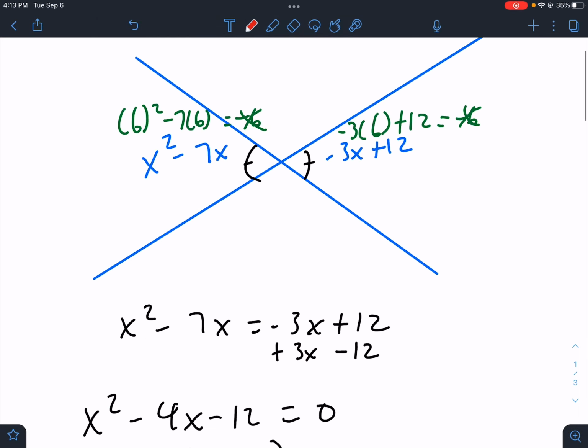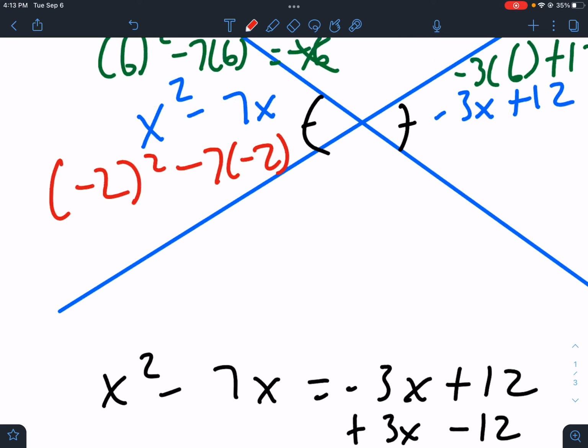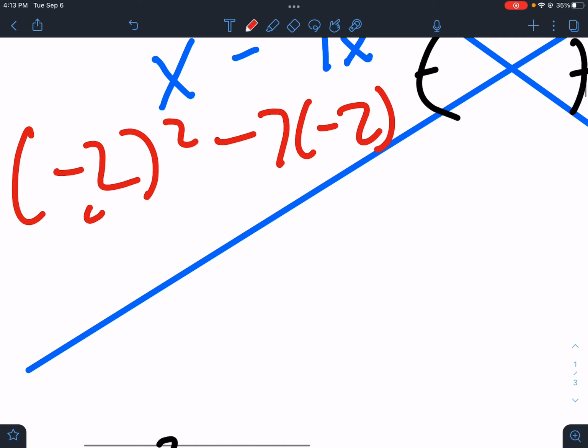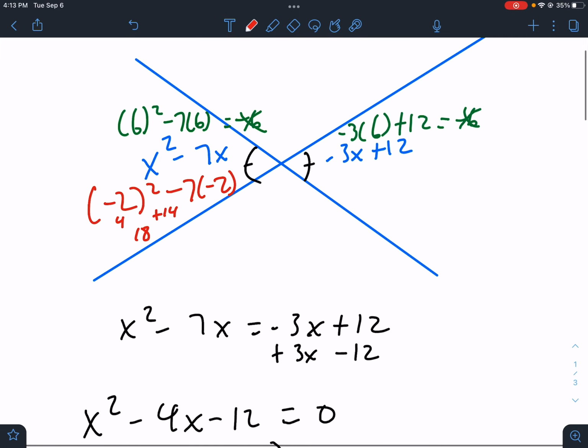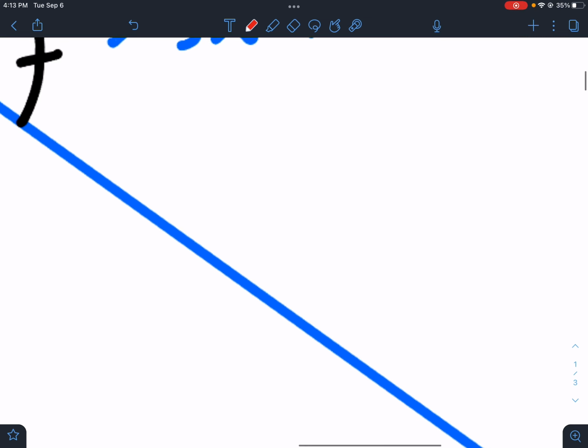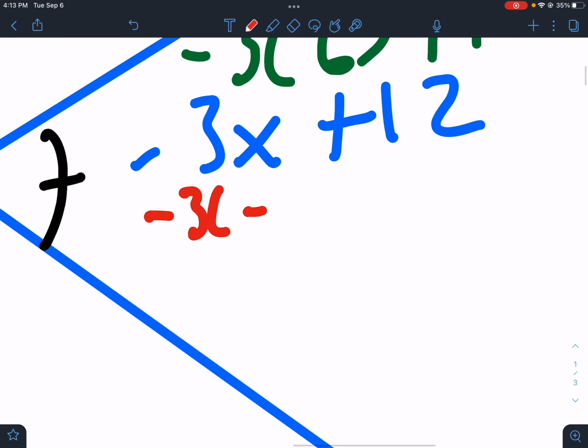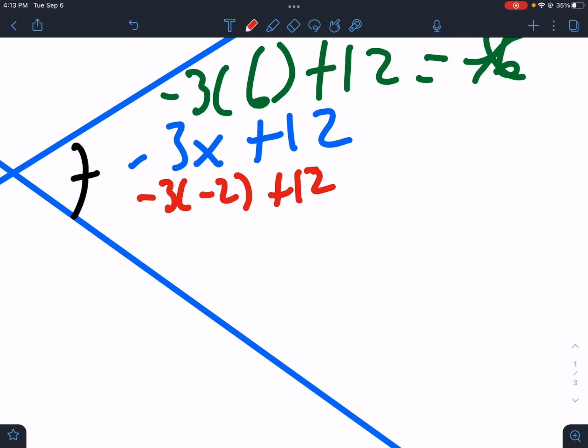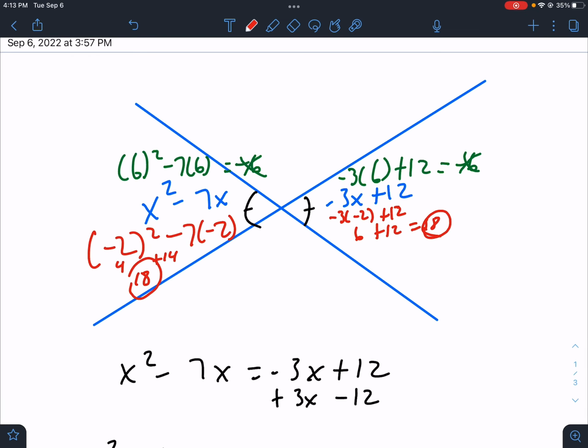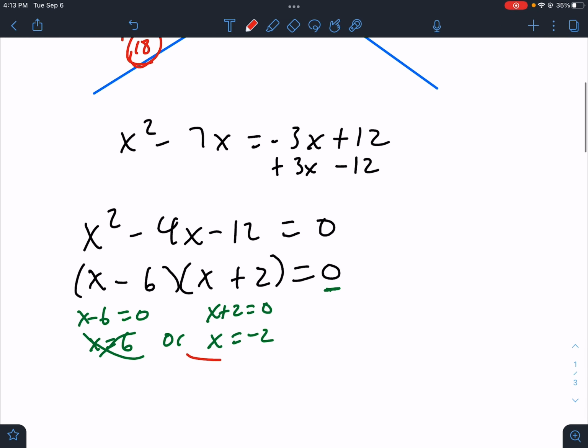Let's try -2. -2 squared minus 7 times -2. A lot of people would mess this up. But that's +4, and that's +14. That's 18. That's okay. Let's try it over here. -3 times -2 plus 12. That's 6 plus 12. That's also 18. Boom, boom. So this is the only answer that works.